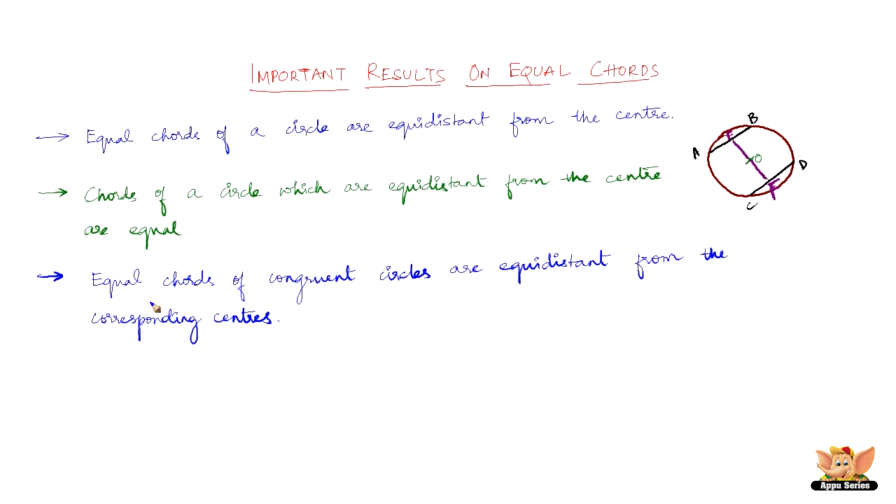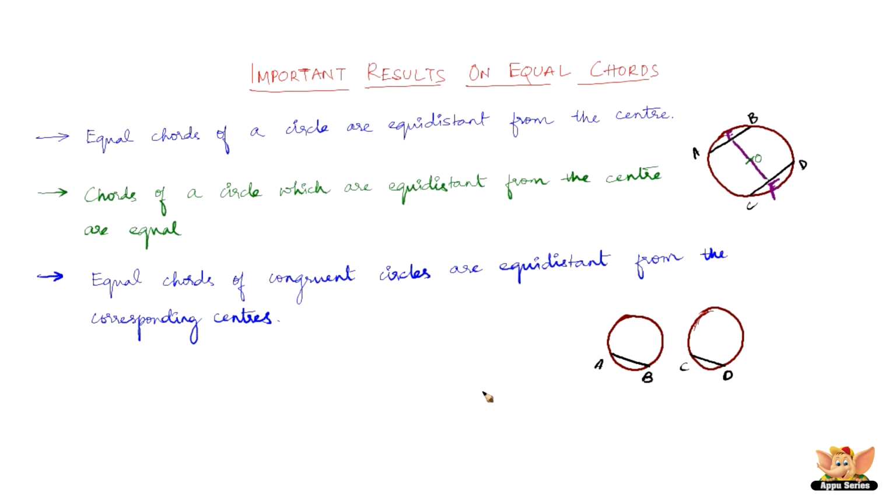The next property says that equal chords of congruent circles are equidistant from the corresponding centers. Now say for this, let us take two circles that are congruent to each other or equal to each other. Equal chords of congruent circles are equidistant from the corresponding centers. Say these two circles are equal in terms of radius, area, and all those things. And say we've got two chords in the two circles, of the same length. Say here AB is equal to CD.